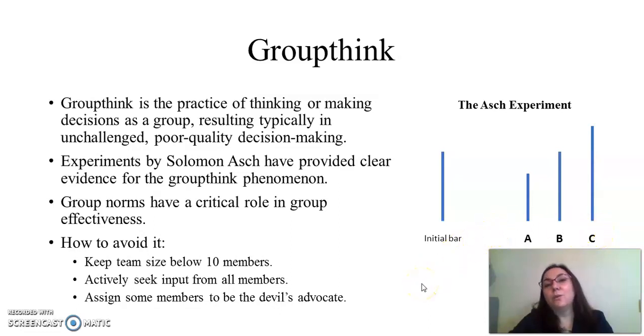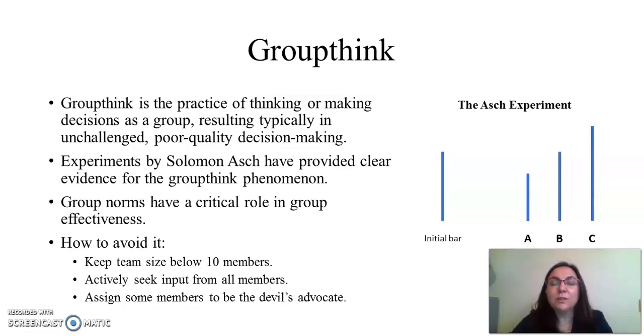So when everybody else in the room said that the initial bar is actually equal to C, then our person who doesn't know about the experiment starts questioning his perception. Okay, am I wrong? I mean, everybody's saying that it's equal to C, then probably they're right, because maybe I'm just seeing it differently. Maybe there's something wrong with my sight or something like that.